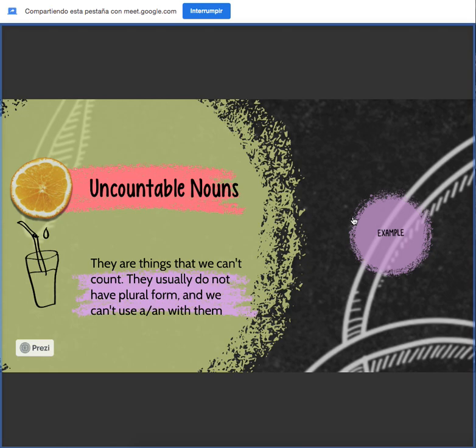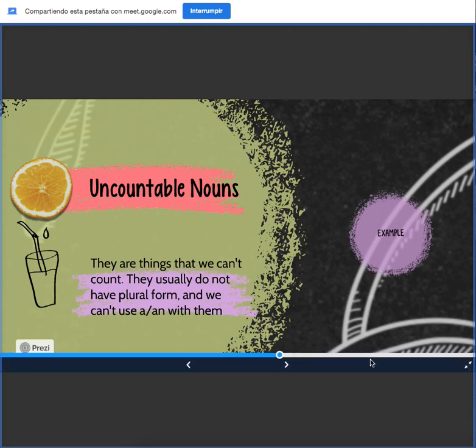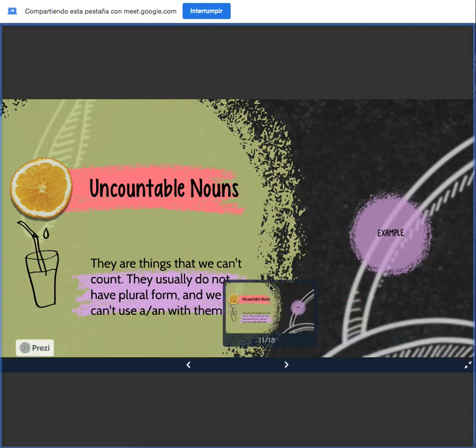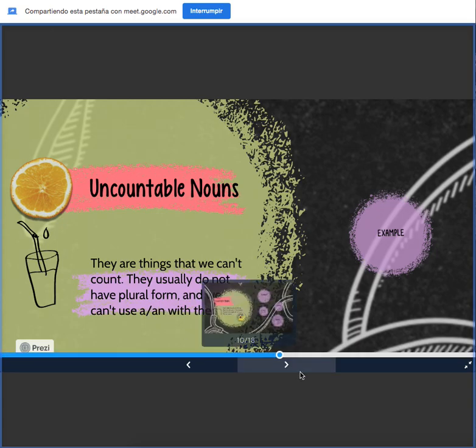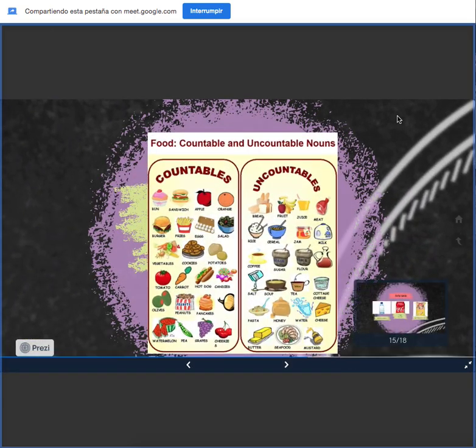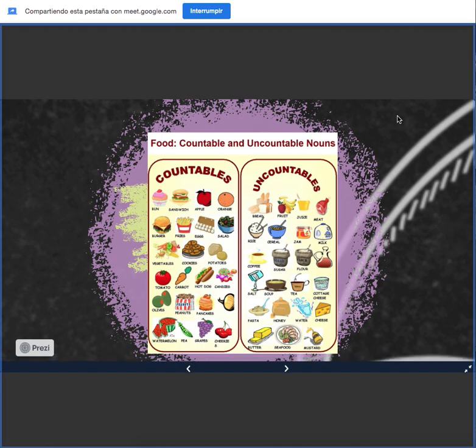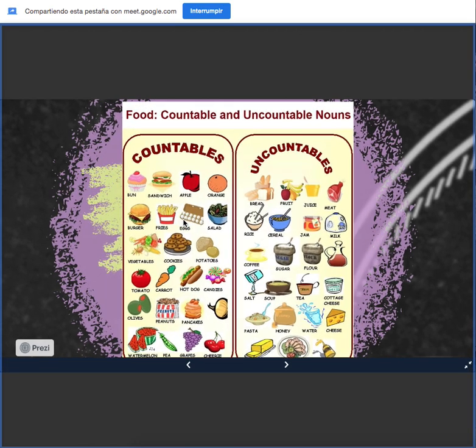Okay, my dears. So, don't forget, uncountable, you can't count it, no plural form, not used with A or AN. Let's take a look at these examples. Here you have a list of food, especially with food, because that's the main topic of this week, that is countable and uncountable. So let's begin with the countable one.